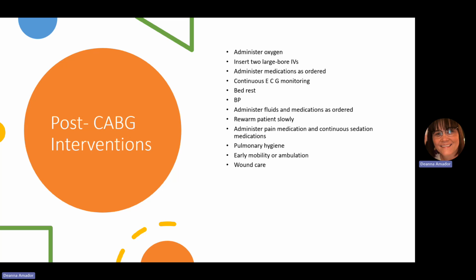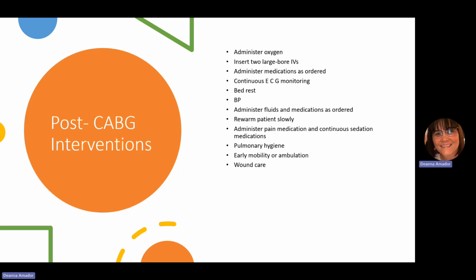Post-CABG interventions, obviously oxygenation. A lot of times it says insert 2 large bore IVs. That's cute. They have lots of IV access. They typically have a Swan-Ganz catheter that has IV access, and they also have a central line, which usually has 3 ports. So they do typically have central line access. You will do continuous ECG monitoring. They'll be on bed rest until we get them up and ambulating, like I said, pretty quickly.